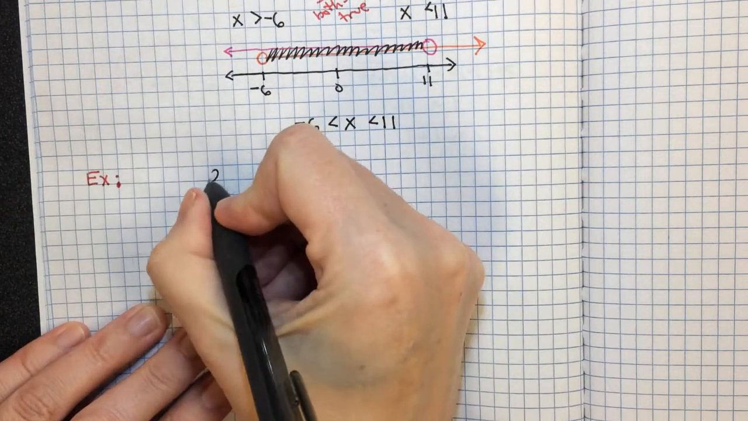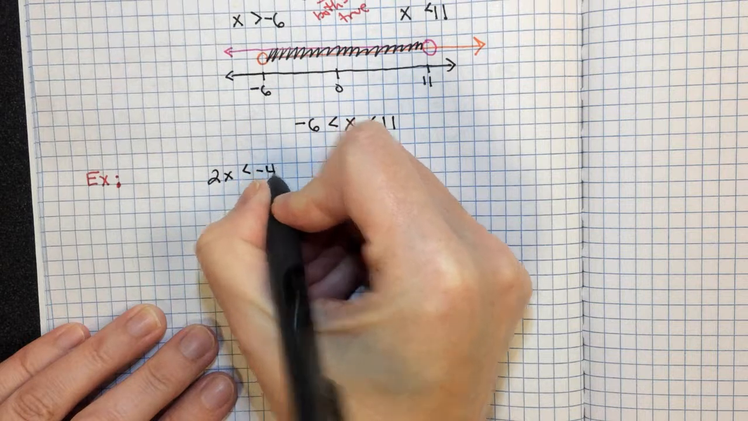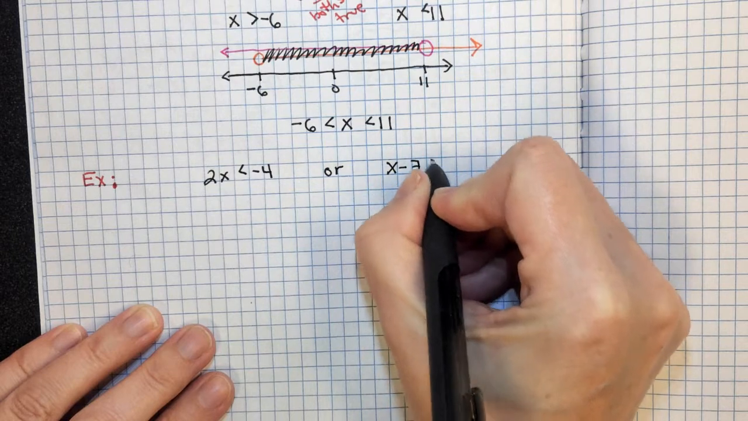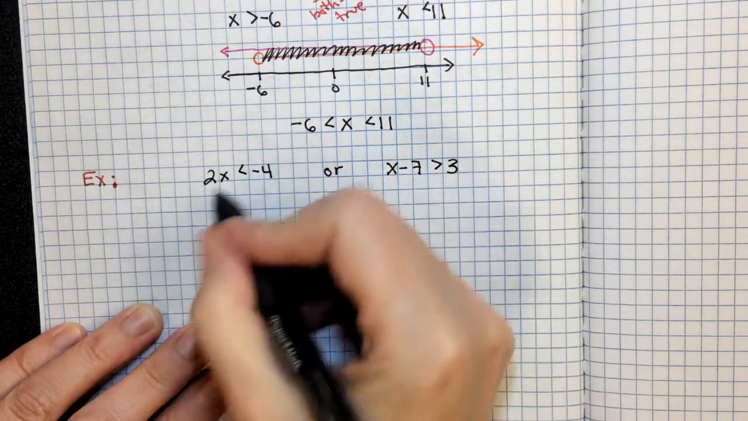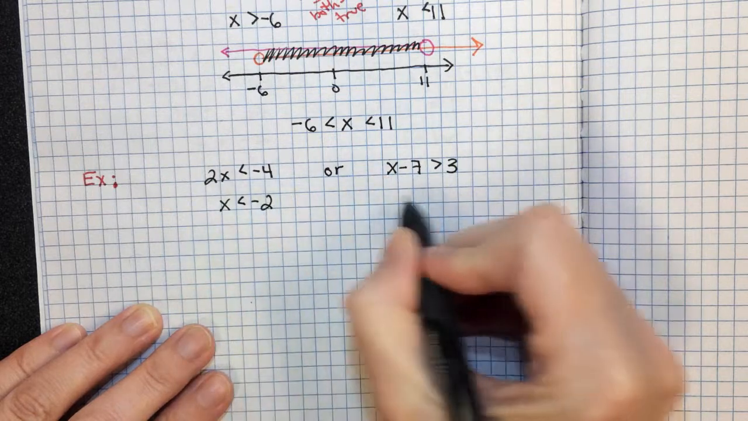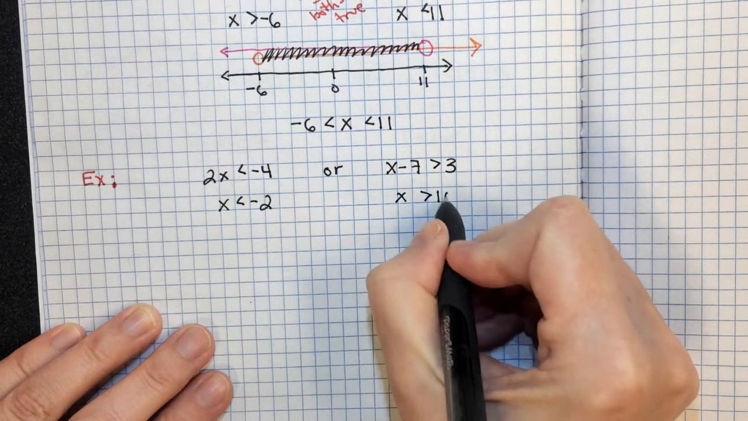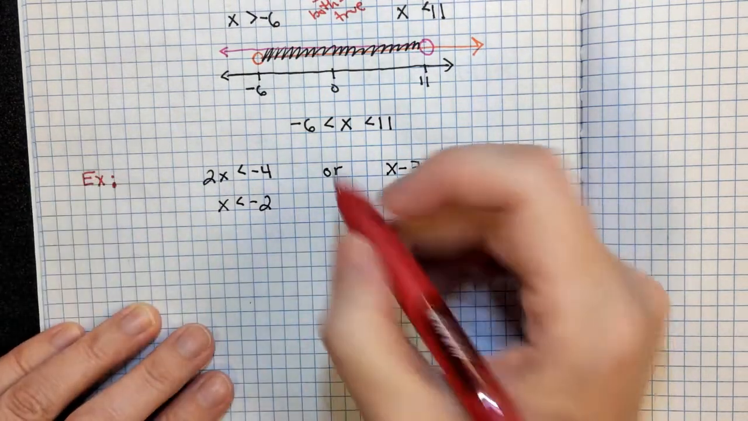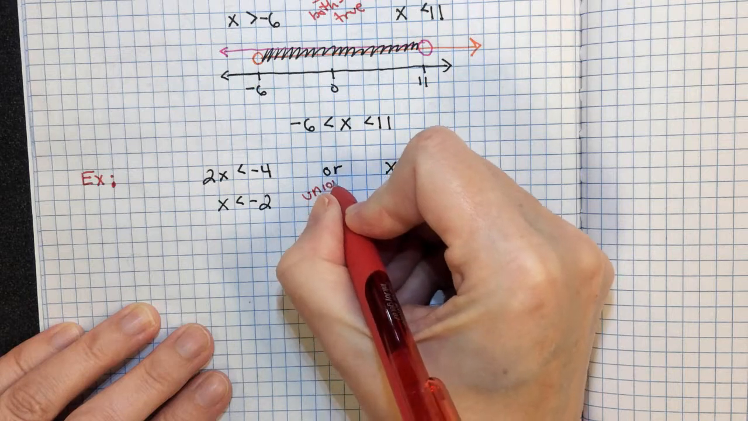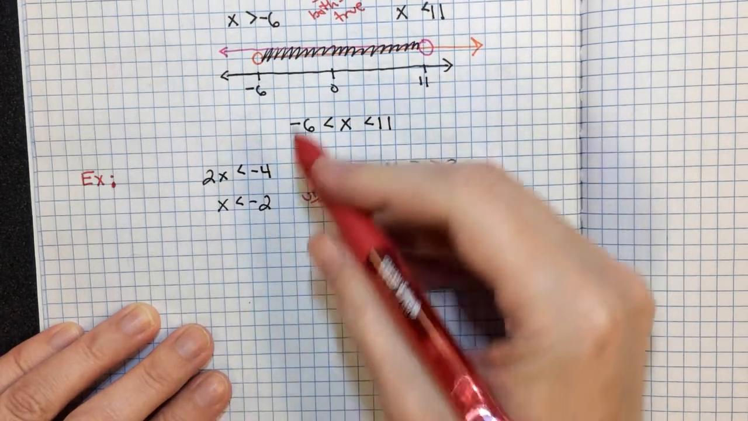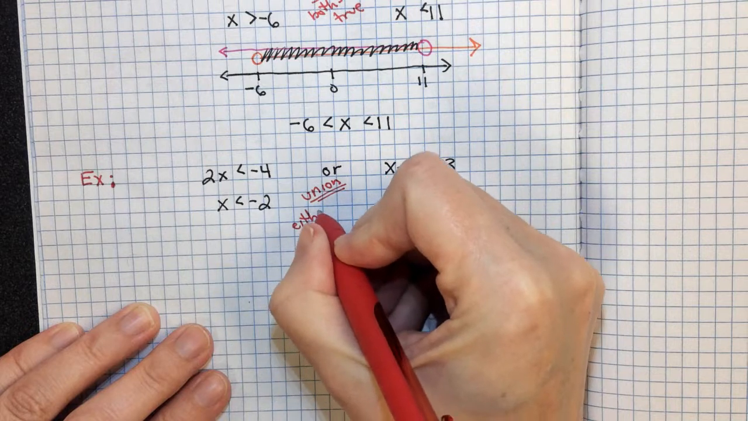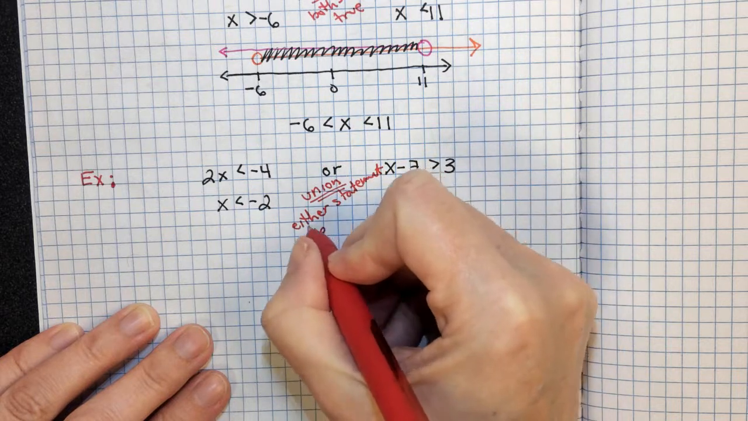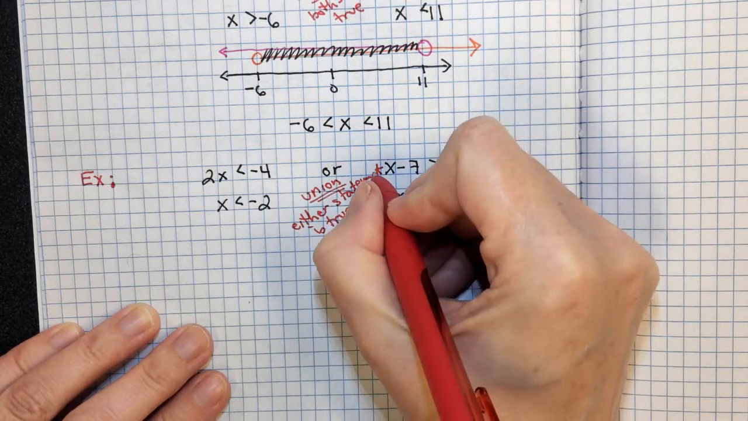I'm going to have 2x is less than negative 4, or x minus 7 is greater than 3. x is less than negative 2. x is greater than 10. This is called a union, which I didn't really get. I actually looked it up last night. But a union is when either statement is true. I don't think I spelled statement right in there. Couldn't quite get my N.